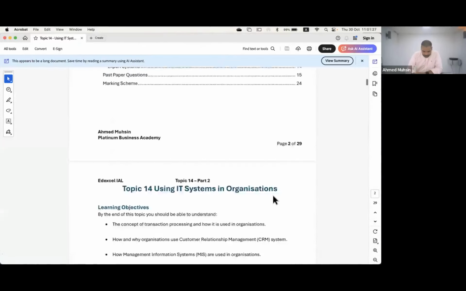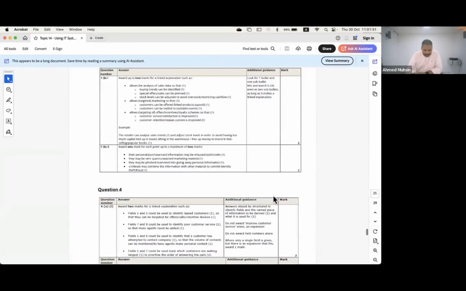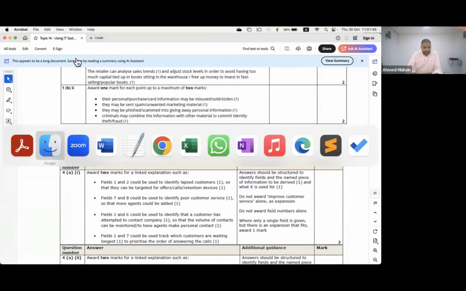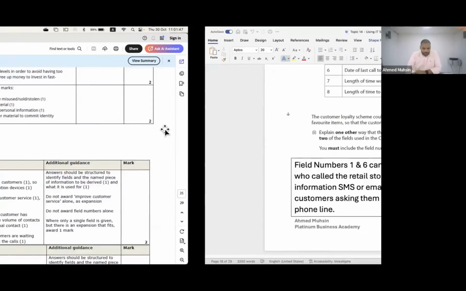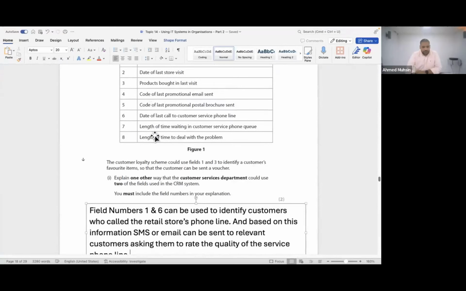Okay, question number 4's marking scheme is over here. The first one, okay? So field number 7 and 8 can be used to identify poor customer service. Fields number 1 and 6 could be used to identify a customer that has attempted to contact the company. Fields number 1 and 6. What does 1 and 6 tell us? Field number 1 is the customer number. Field number 6 is date. So that's what we spoke about, no? We took 1 and 6.